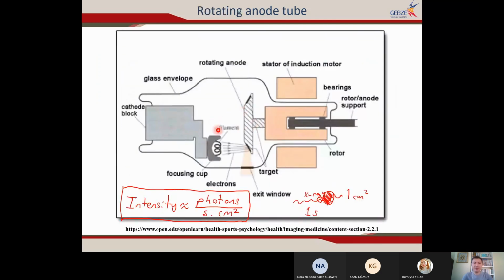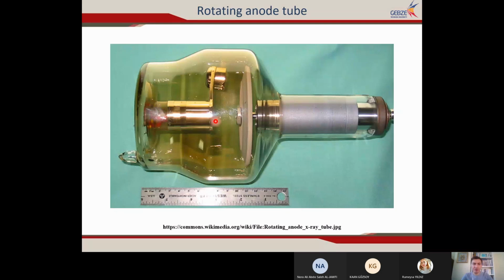Do you have any question here related to the rotating anode tube? Okay, then let me show you a real picture of a rotating anode tube. What do you see here? This is the cathode. Here we have an electron source, okay? The electron beam is produced here.